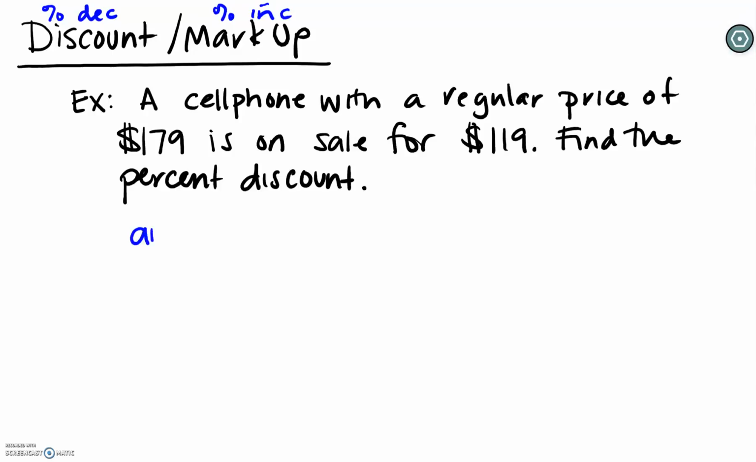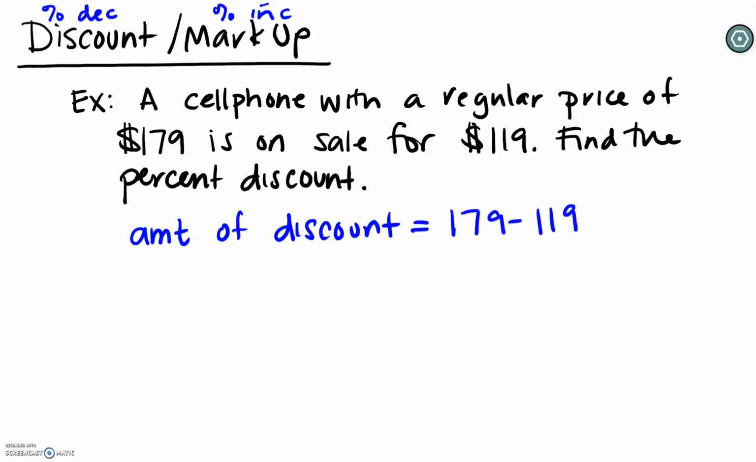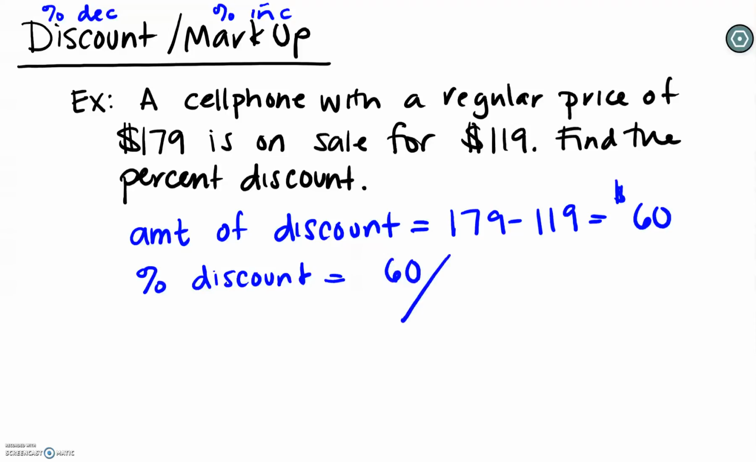Another way is we could kind of do this in pieces. The amount of the discount is what we could look for first. So the amount of the discount we can easily see, 179 minus 119. We're saving $60 on the cell phone, right? So we can see that. Now we need to know what the percent discount is, which means we need to take that amount and put it over the whole, right? So 60 divided by whatever our whole is. In this case, our whole is the original price of the cell phone.